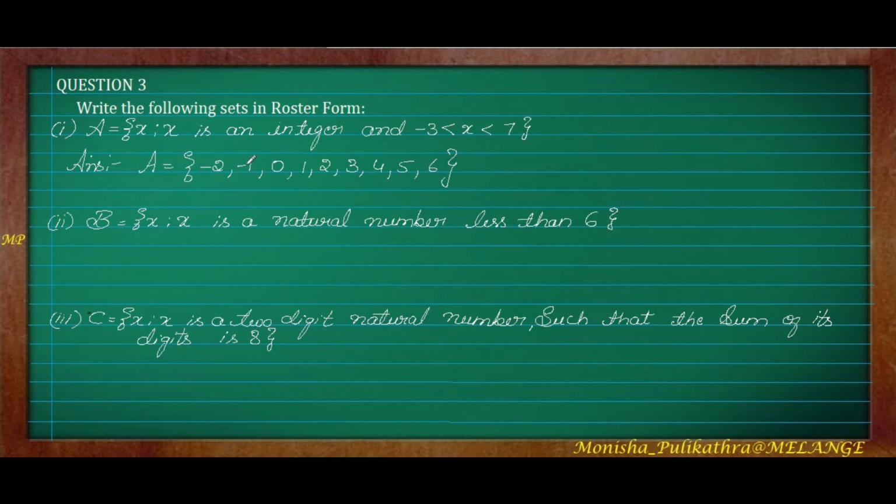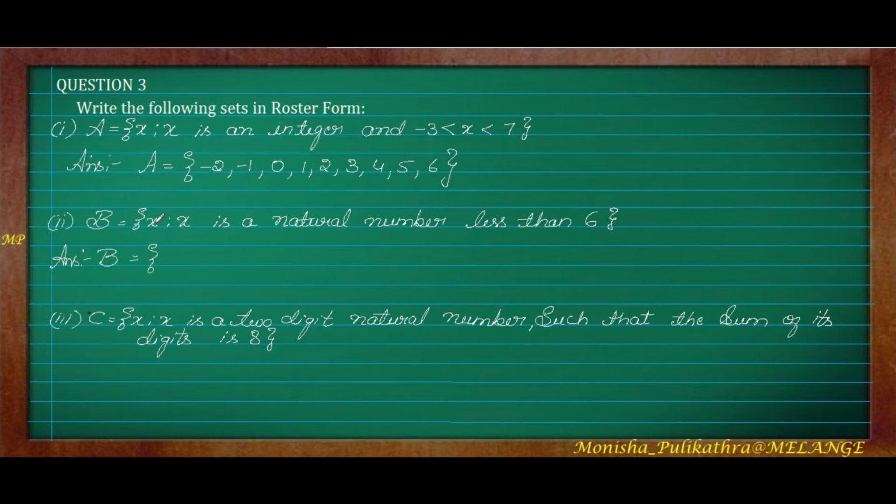So these are the elements of x, where x is greater than -3, so -2, -1, 0, and less than 7, which goes up to 6. So -2 up to 6 is the answer for the first question. Okay, moving on to the second one, in the same way we have to write it down. Here it is set B.